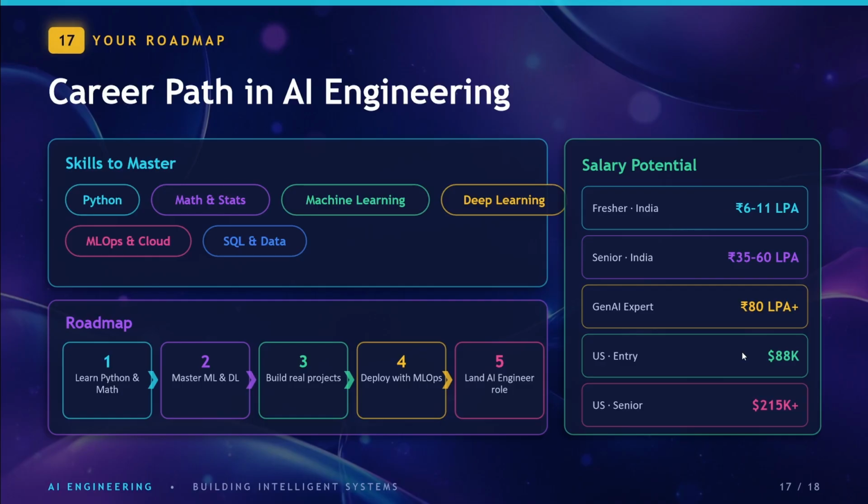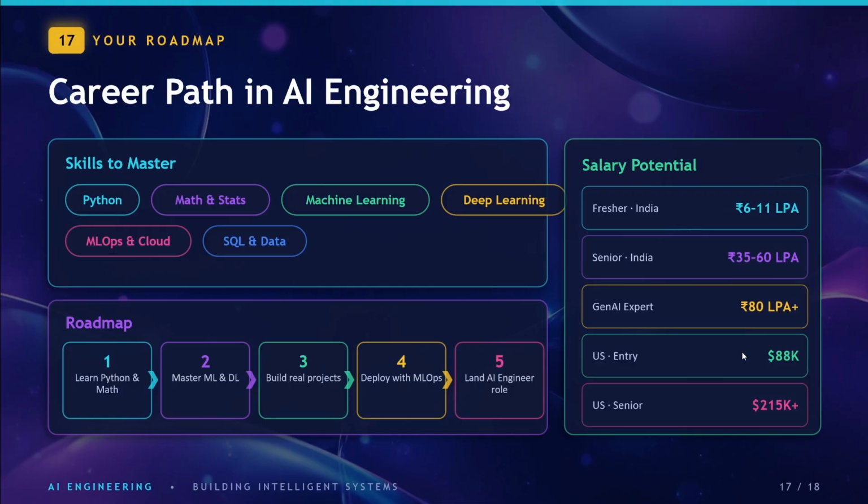Now let's talk numbers because I know this is what many of you are curious about. In India, a fresher AI engineer can expect to earn somewhere between 7 to 11 lakhs per annum, while a senior AI engineer can earn anywhere from 35 to 60 lakh per annum. And if you specialize specifically in generative AI, which is currently one of the hottest and most in demand skill sets, salaries can go beyond 80 lakhs per annum.